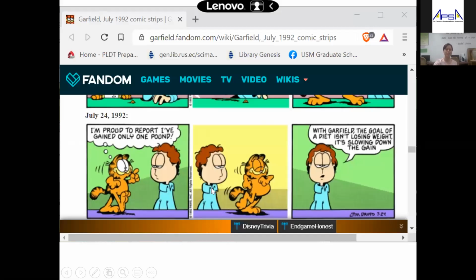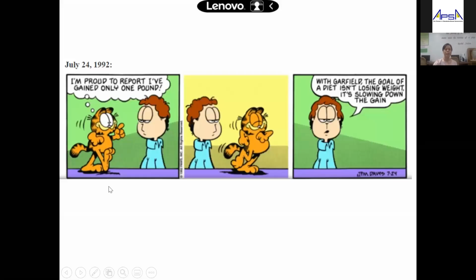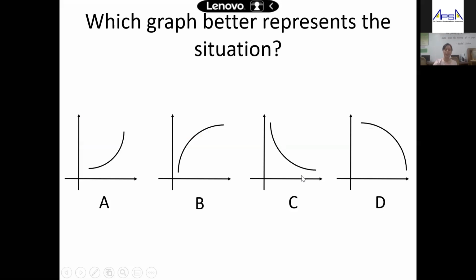Even comics. For example, I saw this Garfield comic from the website. Okay? Here it is. Garfield says, I'm proud to report that I've gained only 1 pound. He is always being made to exercise, he doesn't like it, but I gained only 1 pound. With Garfield, the goal of a diet is not to lose weight, but to slow down the gain. So what is Garfield's goal? Which of these is his goal? Not to lose weight. It seems too hard for Garfield to lose weight. So it's not about his weight going down.